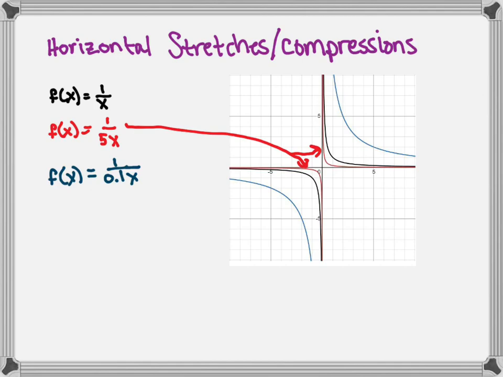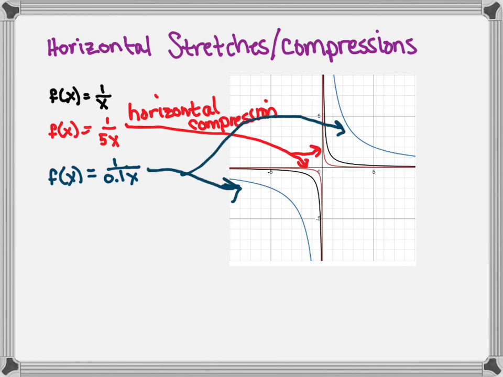Again, the parent function's in black. F of x equals 1 over 5x is here in red. And here, this is a horizontal compression. So it's like pushing the x-axis on either end towards the y-axis, so towards the center, towards the origin, and it's compressing it.